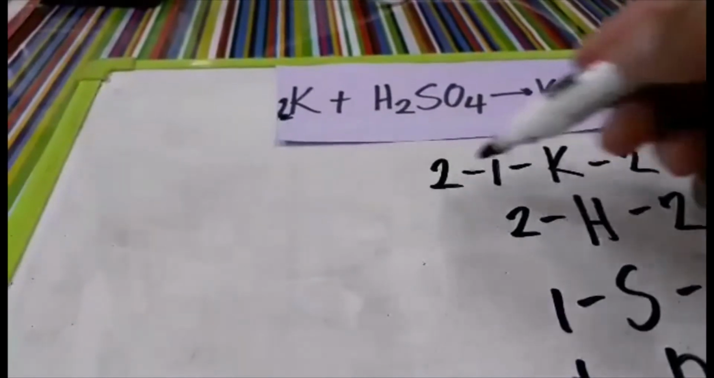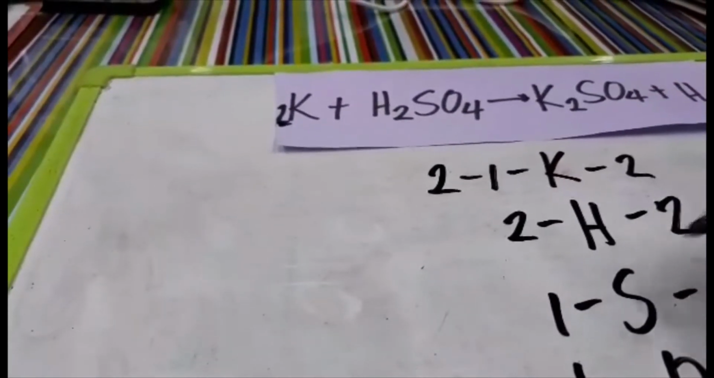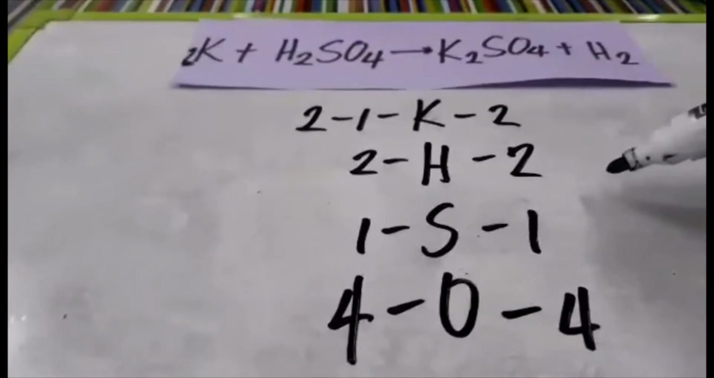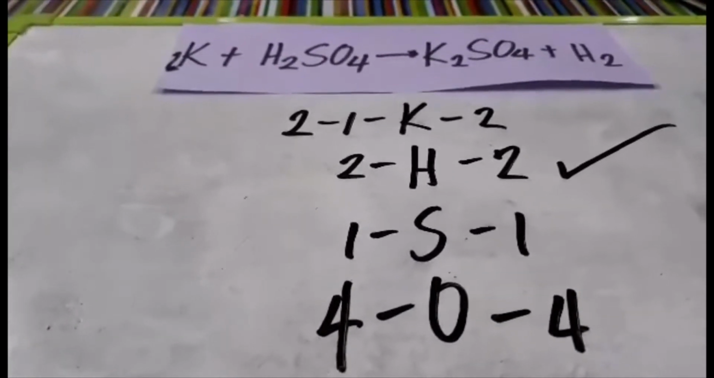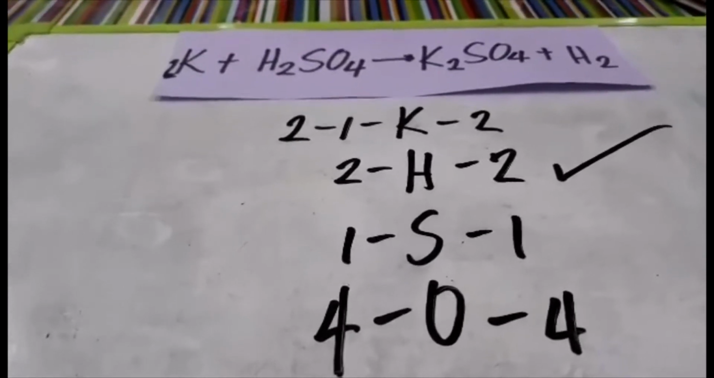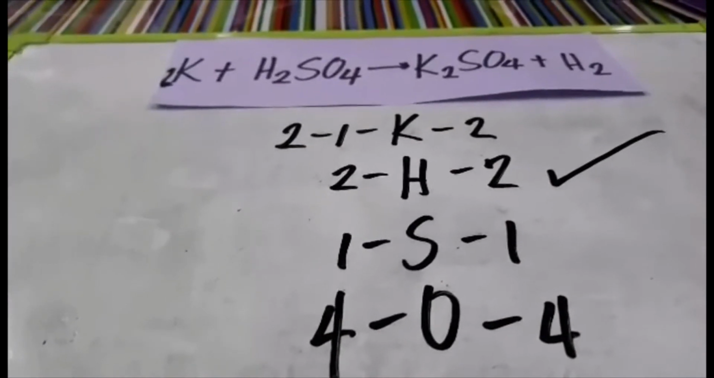Try to look at it. Potassium is 2 and 2. Hydrogen is 2 and 2. Sulfur is 1 and 1. And oxygen is 4 and 4. So meaning this is already balanced. So this is our equation number one, which is a very simple, very basic way to balance.